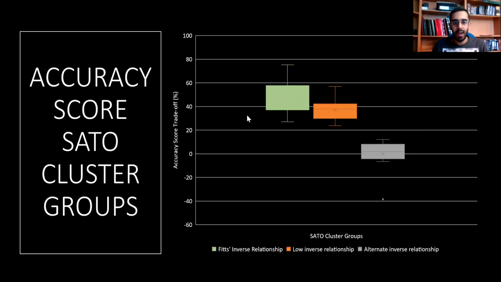With regards to the accuracy score, speed accuracy trade-off cluster grouping results, we can see that both the Fitts inverse relationship group and the low inverse relationship group improved in terms of their spatial accuracy generally. In terms of the alternate inverse relationship group, they either kept spatial accuracy the same from the initial target board condition to the center circle condition, or there has actually been a detriment in spatial accuracy, or they got worse from the first condition to the second.